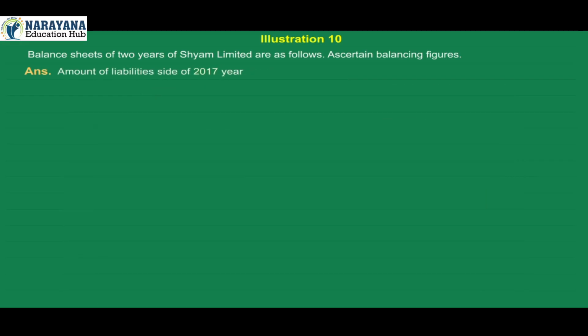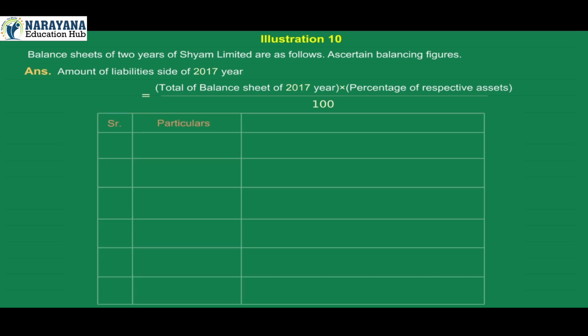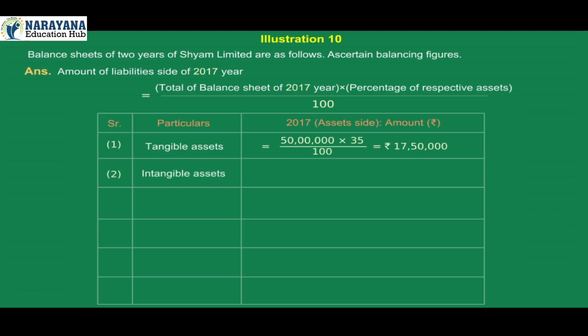Amount of liability side of 2017 year is equal to total of balance sheet of 2017 year into percentage of respective assets divided by 100. Serial number, particulars, 2017. Asset side. Amount. 1. Tangible assets is equal to 50 lakh into 35 divided by 100 is equal to rupees 17 lakh 50,000. 2. Intangible assets is equal to 50 lakh into 30 divided by 100 is equal to rupees 15 lakh.